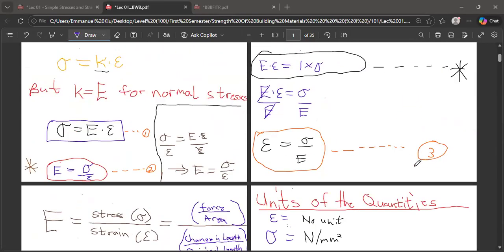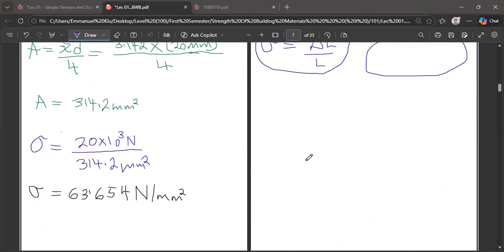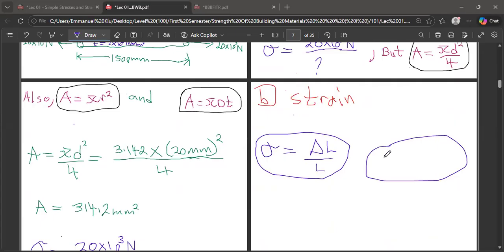You see over here, equation 3. Can you see equation 3? Strain is equal to what? Stress over elasticity. Can you see that? Good. So this is the formula I'm talking about, stress over elasticity. So let's quickly put that down. Our strain is equal to stress over elasticity. Let's not get confused. This is the strain.